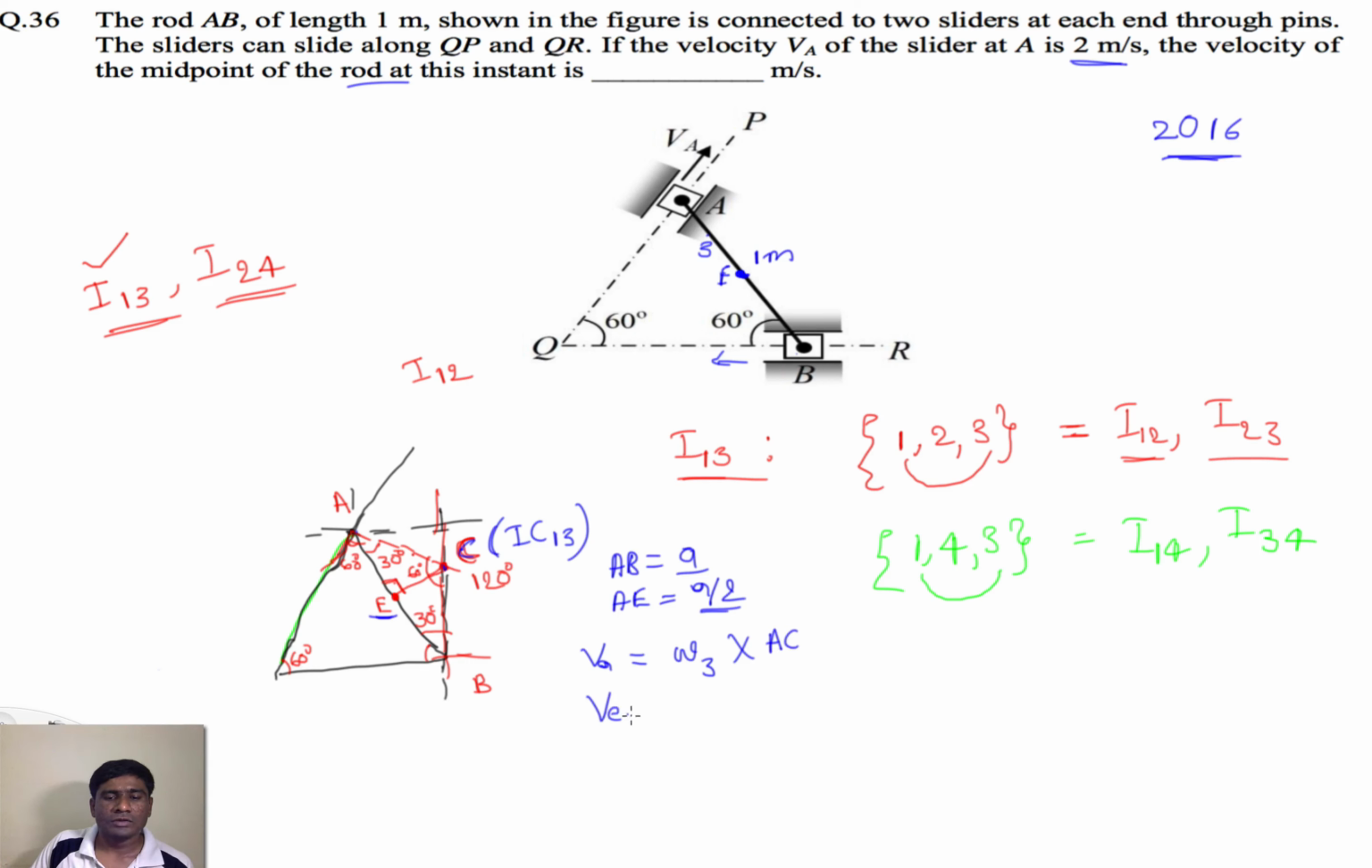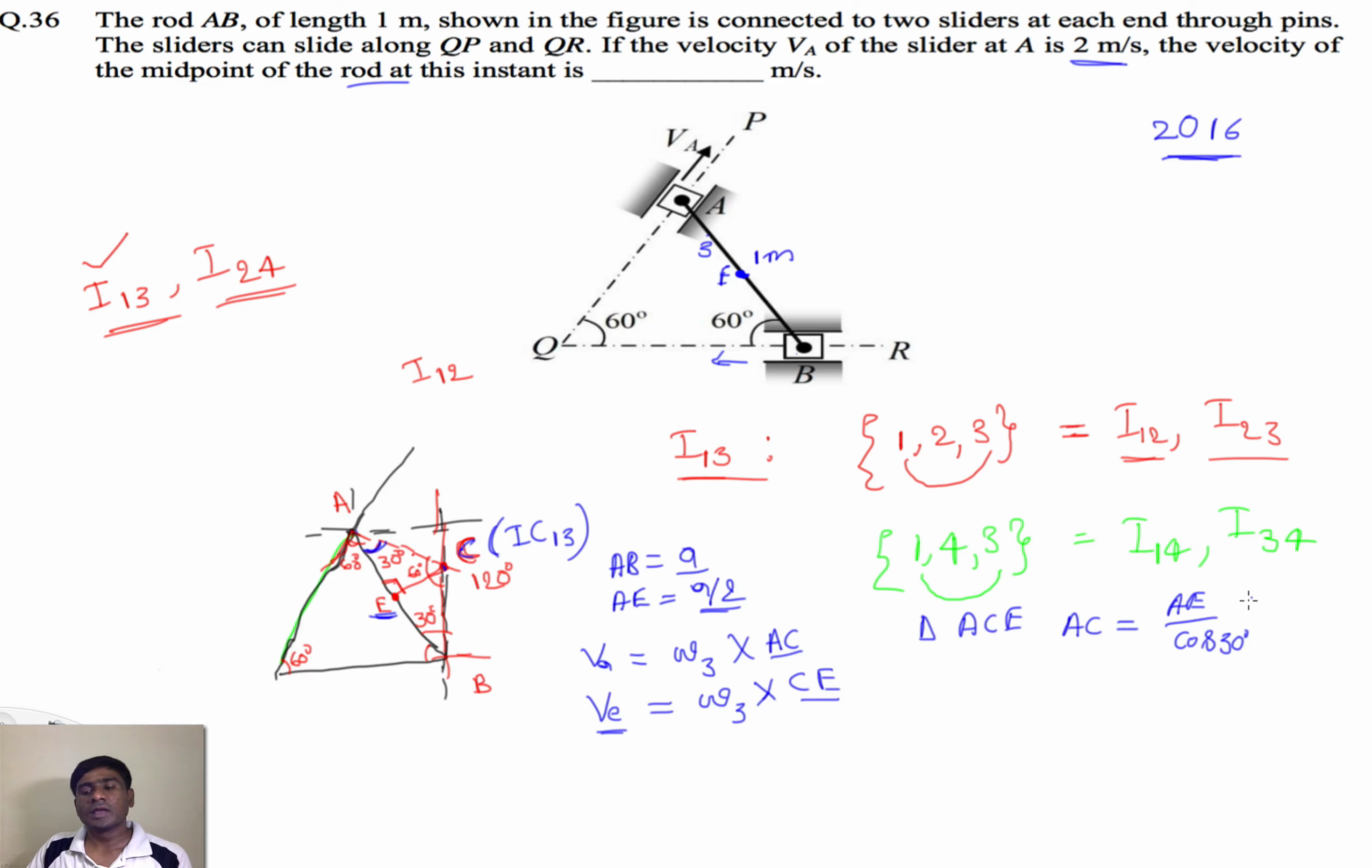And what is the velocity of E? It equals the angular velocity of link 3, that is the angular velocity of AB, into the distance CE, the distance from the instantaneous center of link 3 to point E. So we need to find AC as well as CE, so that we can calculate the velocity of E. So in this triangle ACE, what is cos 30? Cos 30 degrees equals AE by AC. So AC equals AE by cos 30 degrees.